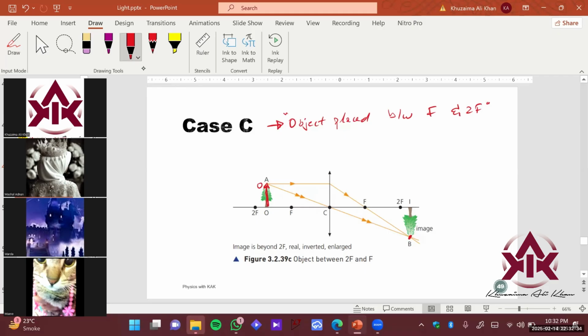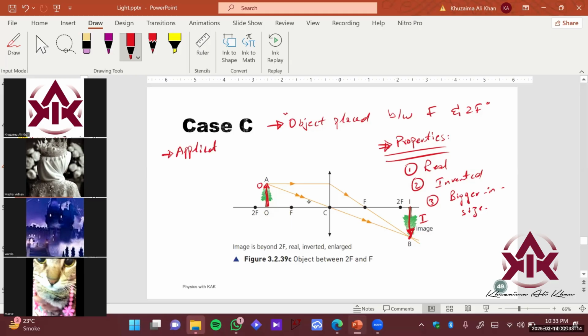Now you can see that this image is inverted, but it is bigger in size. What are the properties of this particular scenario? It is again real. It can be projected on a screen. It is inverted, and it is bigger in size. What about its application?